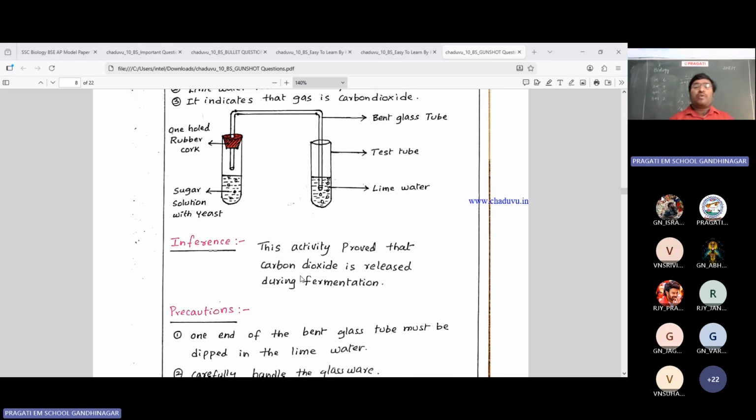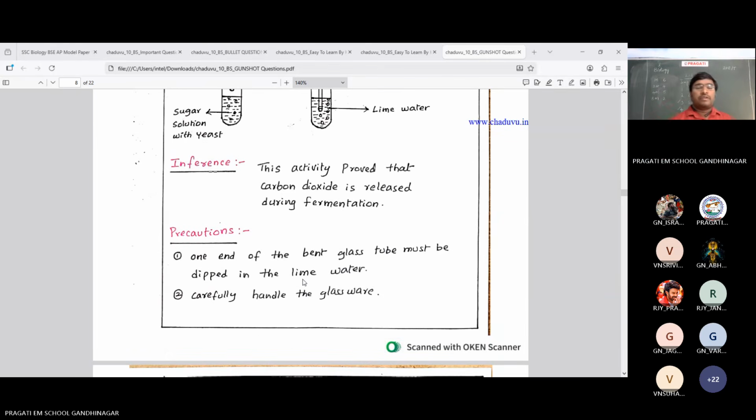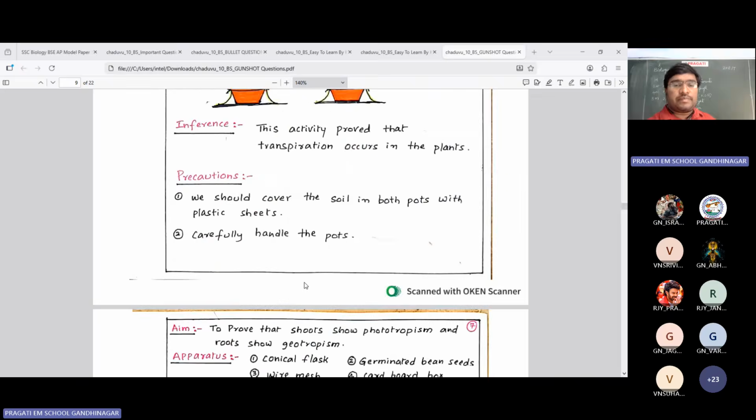Now write the precautions for this experiment. What are the precautions I have to write, children? One end of the bent glass tube must be dipped in the lime water. That is very important. Why? Because it is a gas, no? So try to dip it into the lime water. That is important. So here also we are using glassware, so you should handle the glassware carefully. Okay, children. And next.